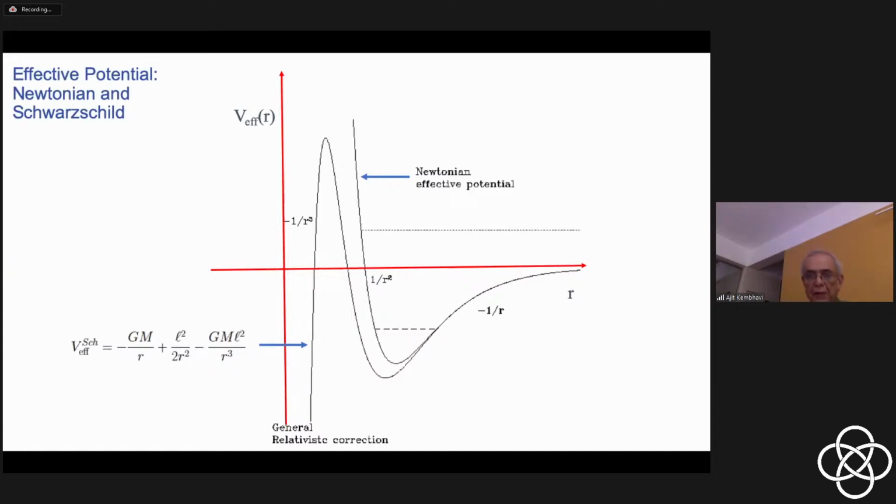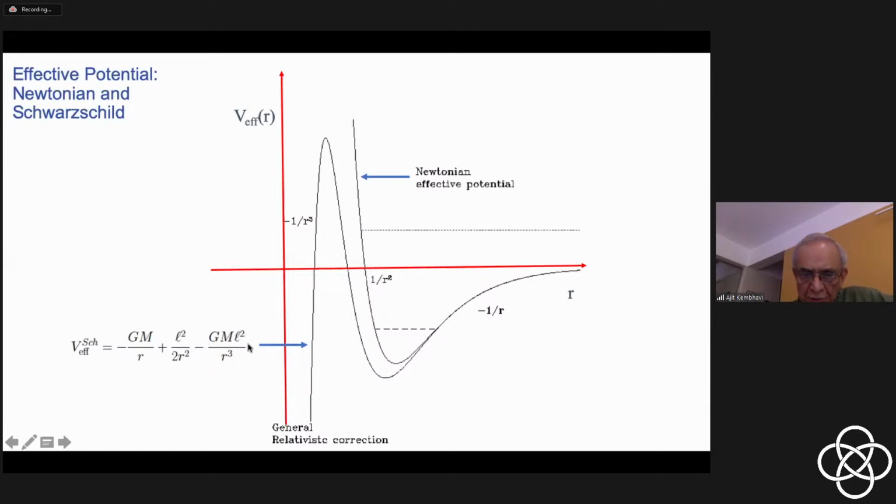So to recapitulate what we did yesterday, we were looking at the motion of a massive particle in the gravitational field of a Schwarzschild black hole. There we found that the best way to study the problem is to define what is called an effective potential. The first term is the Newtonian gravitational attraction per unit mass. The second term is the centrifugal force. And the third term is the general relativistic contribution.